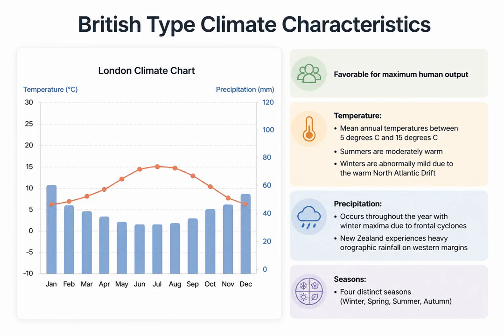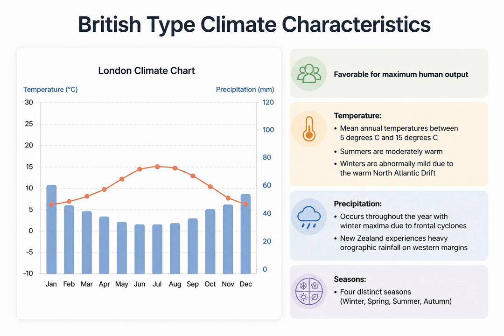The British-type climate is highly favorable for maximum human output. The temperatures are moderate, generally between 5 and 15 degrees Celsius. Summers are warm, but the winters are abnormally mild. This mildness is largely thanks to the warming effect of ocean currents like the North Atlantic Drift. Precipitation falls throughout the year, usually peaking in winter due to passing cyclones.